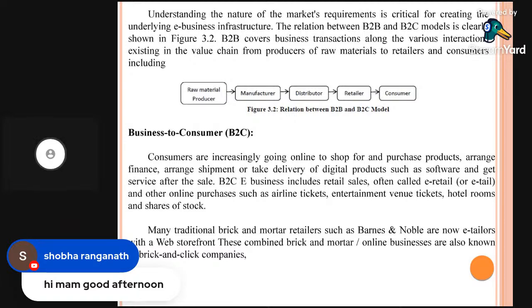Here consumers are increasingly going online to shop for products, arrange for finance, arrange for shipment, take delivery of digital products or software, and get their service done, whatever it is. These even include retail sales, which are often known as e-tails. E-retailing is known as e-tail, and other online purchases like airline tickets, entertainment venue tickets, hotel rooms, and shares of stocks can all be B2C business. Many traditional brick and mortar retailers like Barnes and Noble are now becoming e-tailers with web stores. Some of the B2C e-businesses provide high value content to consumers for subscription fees.